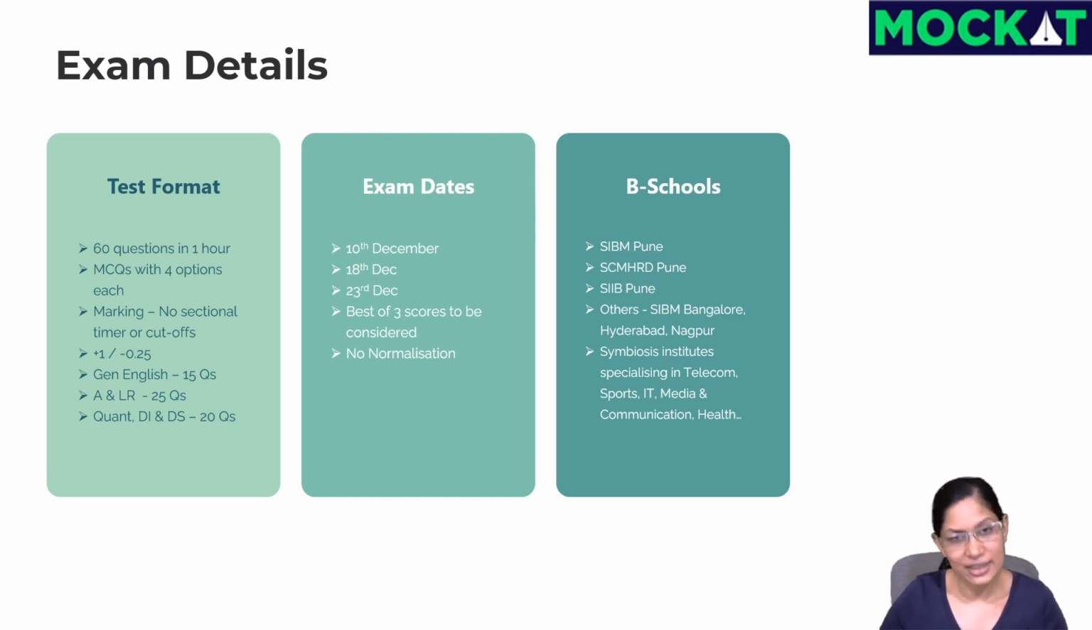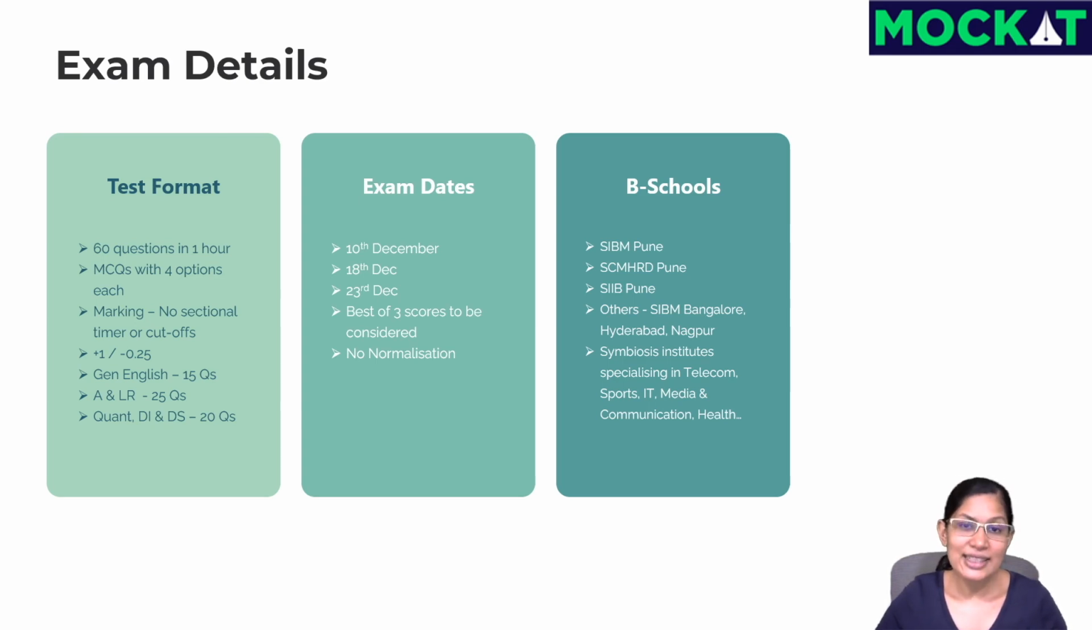A lot of people think that it's a B school for HR, but that's not the case. Don't go by the name. They have all of the specializations. Then you have SIIB, which is for international business, and a lot of other B schools. A total of 16 Symbiosis Institutes which offer an MBA.